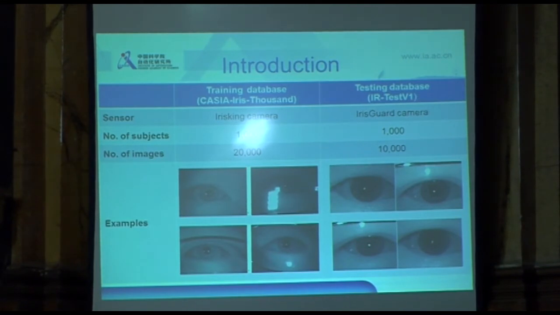In our competition, we use two data sets. The first one, for training, is the CASIA Iris 1000 database captured by an iris skin camera. There are a total of 20,000 iris images from 1,000 subjects. The second data set, for testing, was captured by an IrisGuard camera. There are a total of 10,000 iris images from 1,000 subjects.